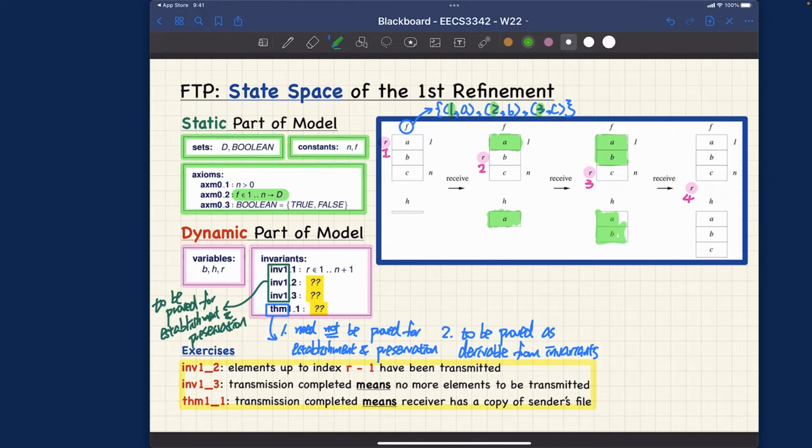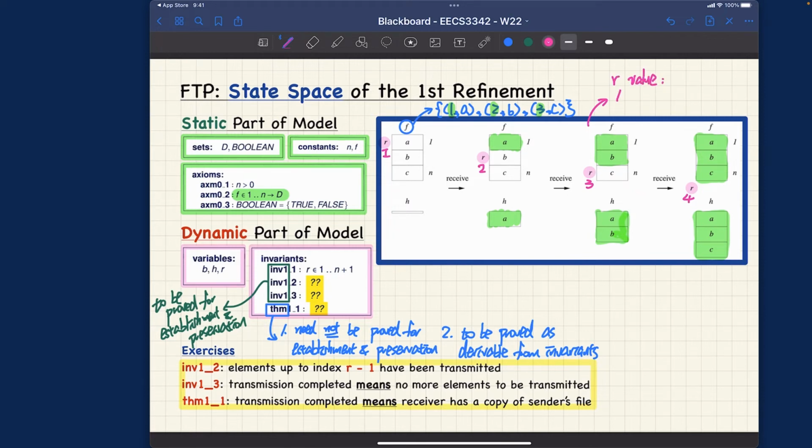Right? Hopefully the highlights can help you over here. And finally, when r becomes 4, that would mean from index 1 to index 3, all the corresponding elements have been transmitted successfully. Okay, let's now also highlight it over here. This one here, and also this one over here. And what kind of pattern can we really observe? Let's see this. The pattern really is the r value.